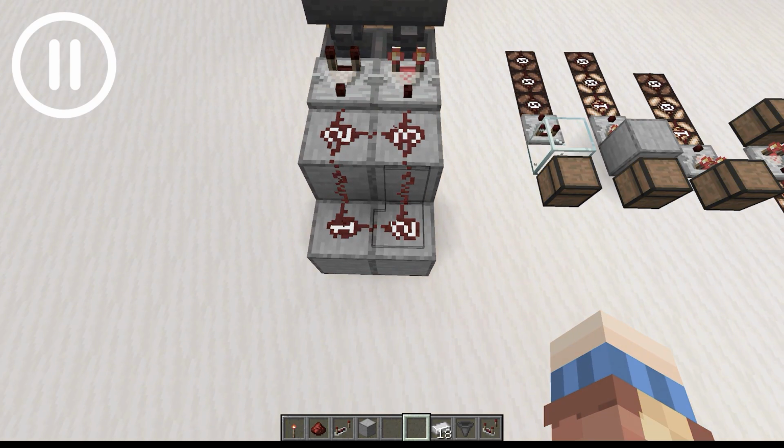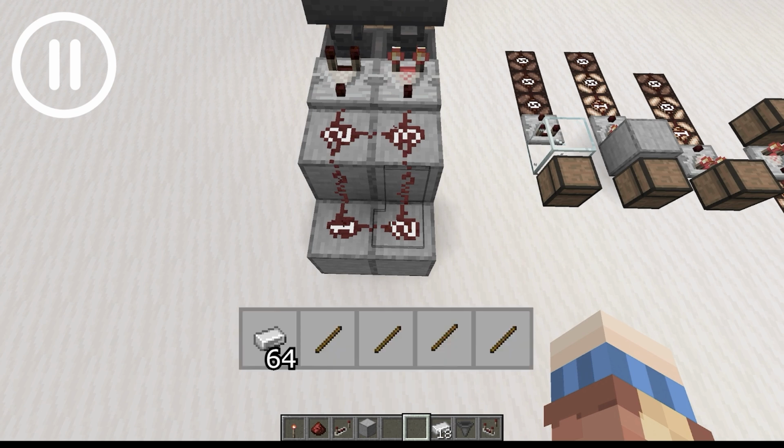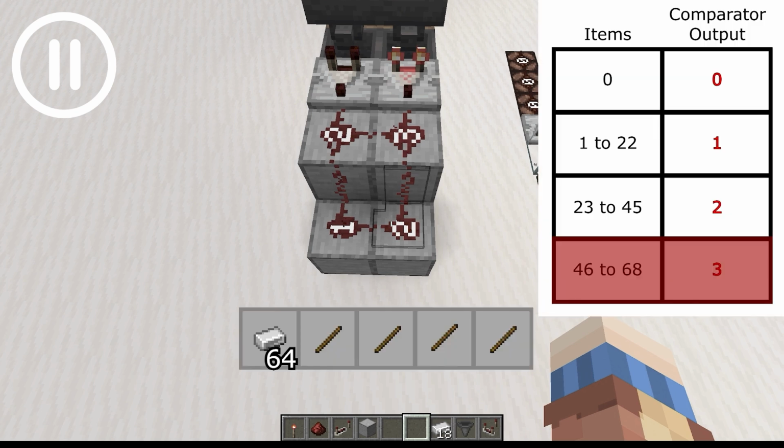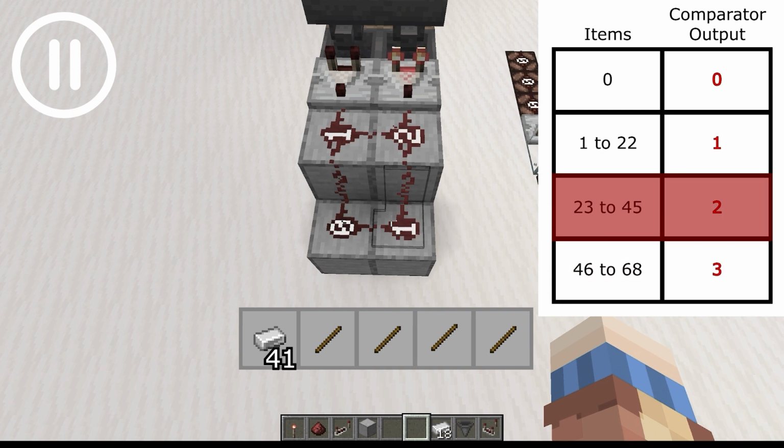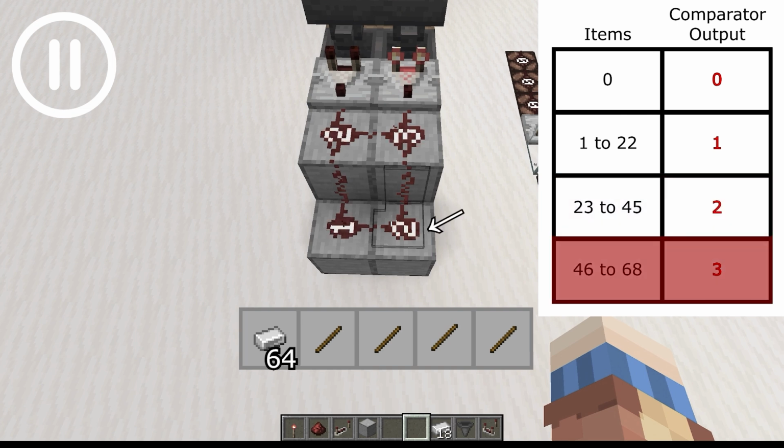But let's look at the redstone dust. This is because we have 64 iron and 4 sticks in the hopper, 68 items total. So the redstone dust touching the comparator has a power level of 3, and the lower block has a power level of 2. Once there's fewer than 46 items, the comparator output will drop to power level 2, and the lower block will have a power level of 1. But until then, the redstone dust on the lower block will have a power level of 2, which will power the redstone dust on the block next to it.